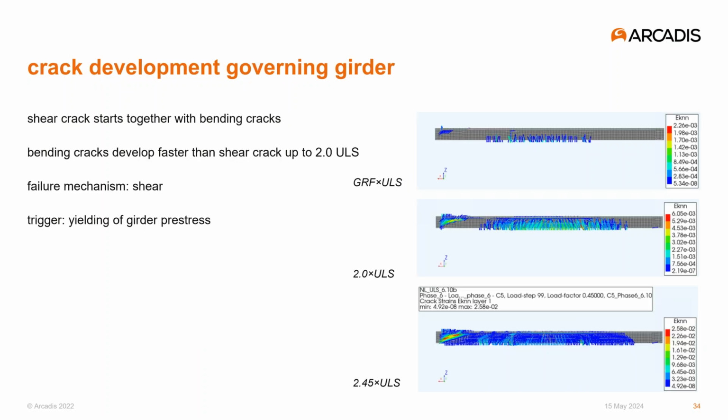But let's have a closer look at the crack development in the governing girder. Here it's shown in its normal regular position, so not upside down anymore. The shear crack arises more or less together with the bending cracks, but up to a load level of twice the ultimate limit state load, the bending cracks develop much faster. After that load level, the damage behavior gradually changes from bending to shear. And the final failure mechanism is triggered by yielding of the girder pre-stress. At that moment, the critical shear crack can't be controlled anymore and grows in an unrestricted way.